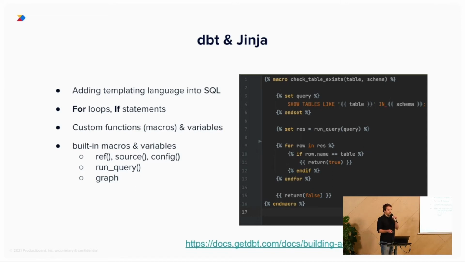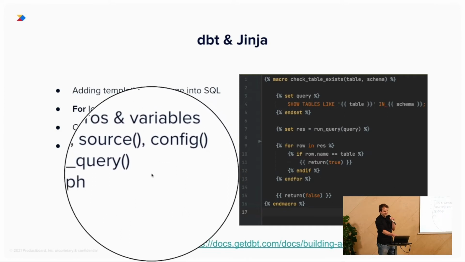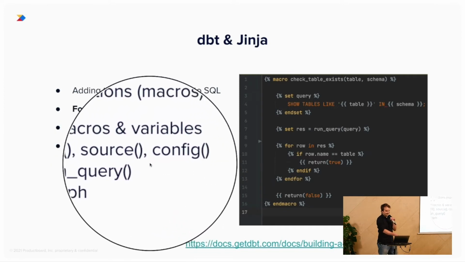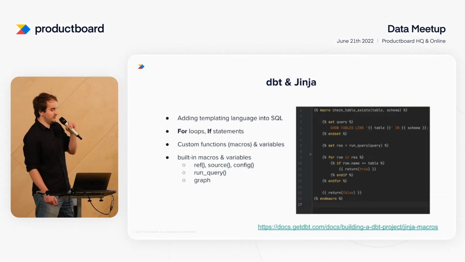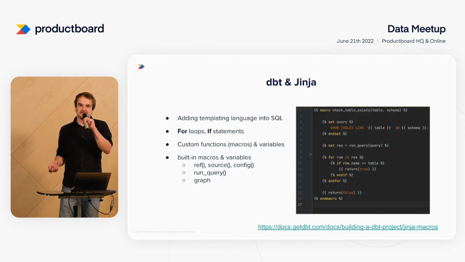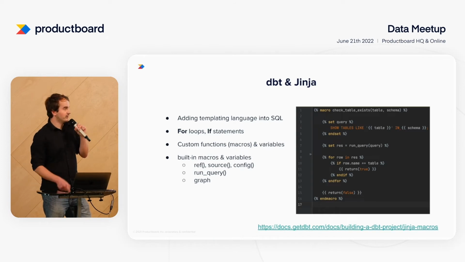I already mentioned the ref and config. Oh, sorry, wrong button. The ref is quite a cool feature. Ref and config. But also, we have source, which is similar to the ref function that is referencing existing models in dbt, but source is referencing existing source tables. But we have also the run query macro, which is very important for us today.